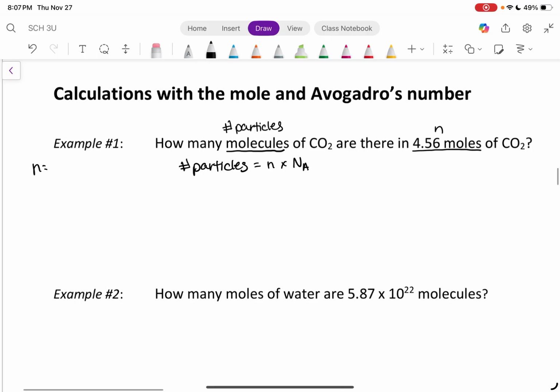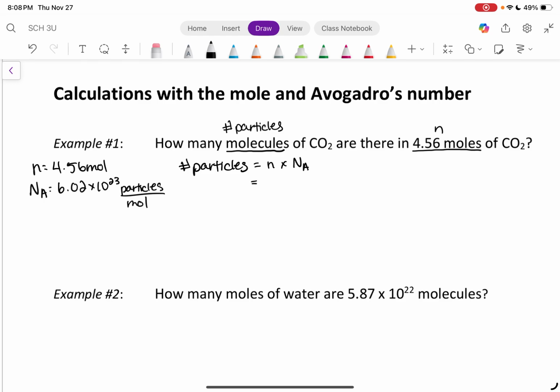where we are given our mole value is 4.56 mol, and Avogadro's number is always 6.02 times 10 to the 23 particles per mole. It is very important that you are writing your units. You have to show the cancellation of your units in chemistry at every step that you're doing it. You need to include units and you need to write your answers this way for full marks.